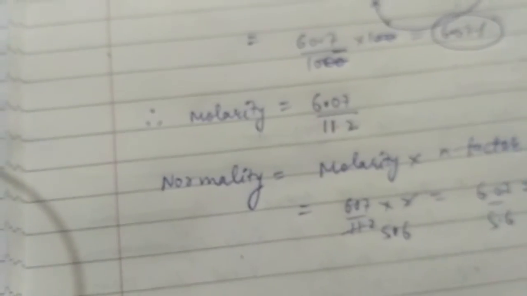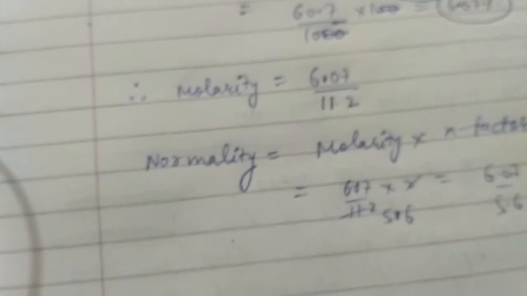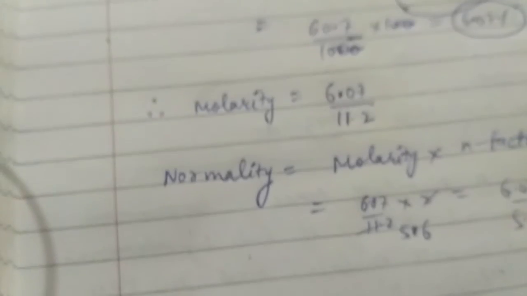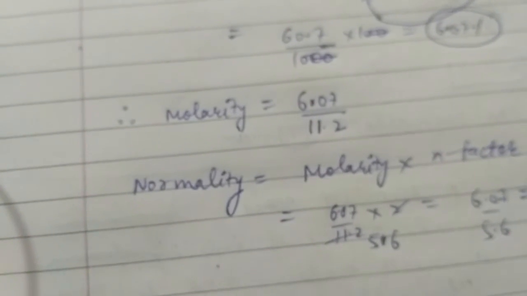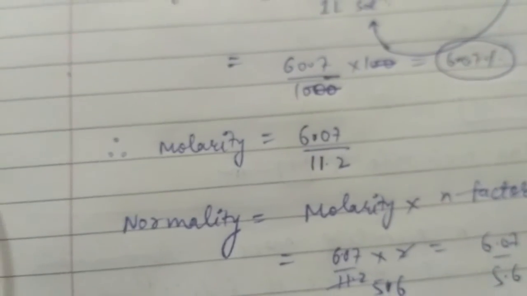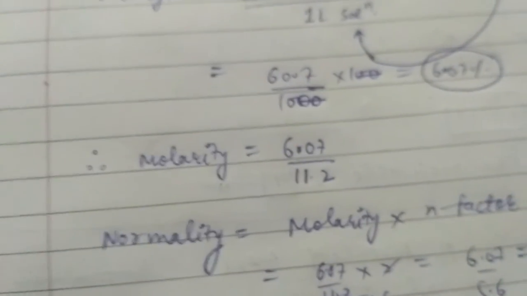You can calculate this. Now my homework question for you is to do the calculation for 30 volume of H2O2 and do the whole thing: molarity, normality, strength.